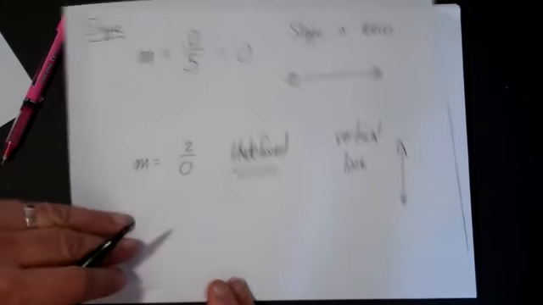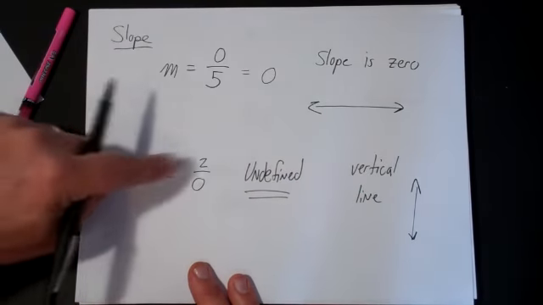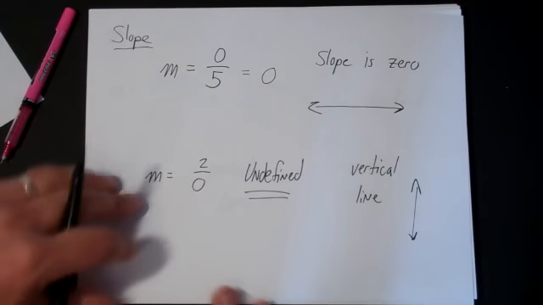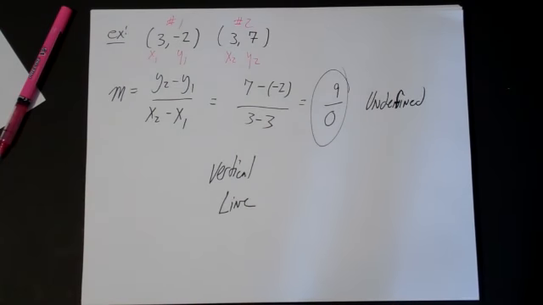So just remember, 0 divided by 5 is 0. So you have a slope of 0, but 2 divided by 0 is undefined, so you have a vertical line. And that's how you find the slope of a line given 2 points.